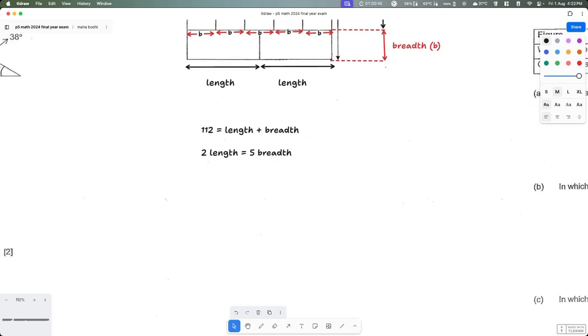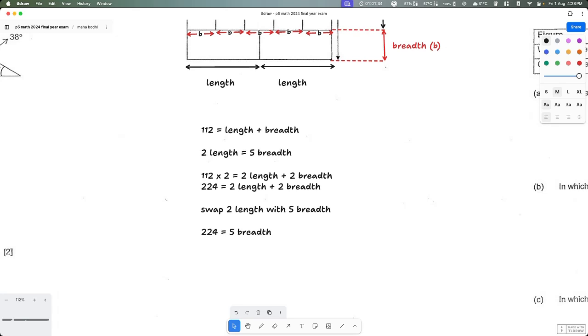So with this, let's make it easier. If we multiply this by 2, 112 times 2 is equal to 2 lengths plus 2 breadths. So we just multiply this by 2. This will be 224 is equal to 2 lengths plus 2 breadths. Now if we swap the 2 lengths, in this case, with 5 breadths, this means 224 is equal to 5 breadths plus 2 breadths. So this will become 224 is equal to 7 breadths.